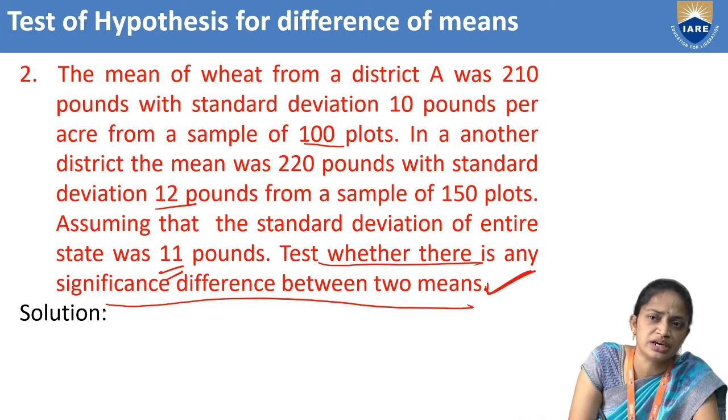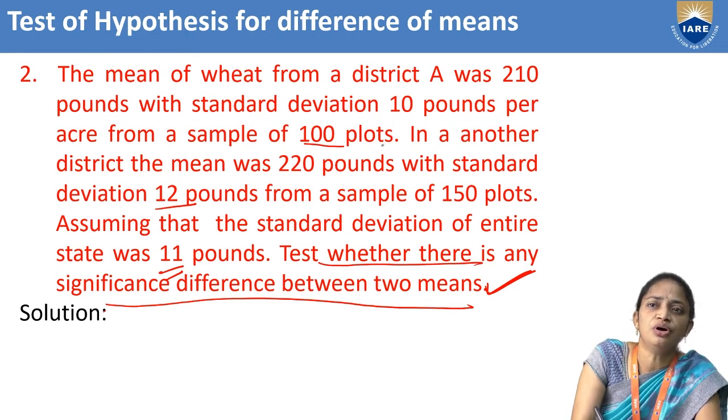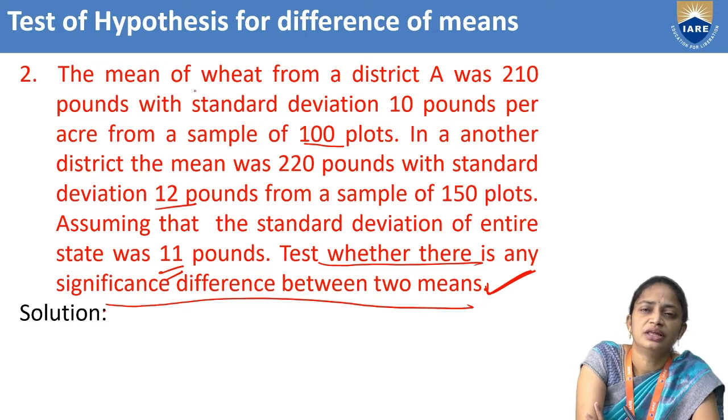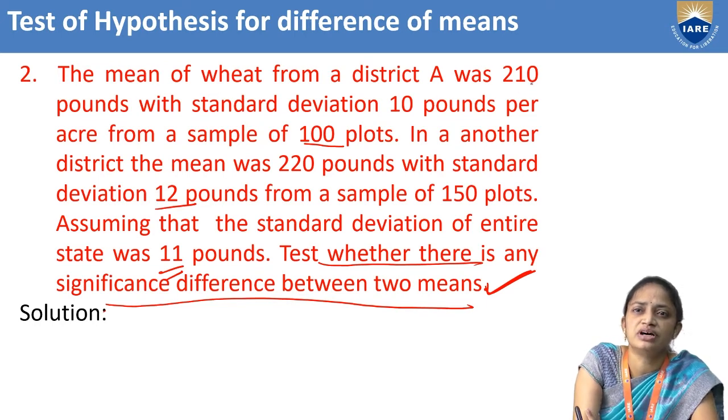So now we need to check whether there is any significant difference between the means. For that, the mean of wheat from district A was 210.